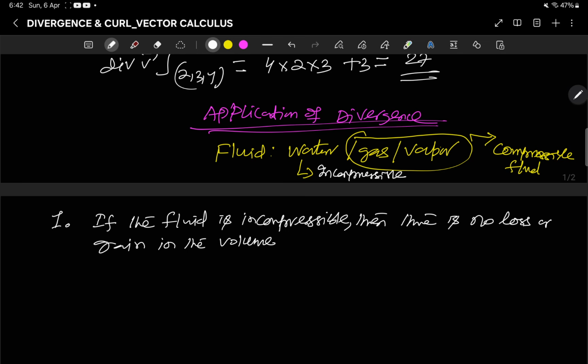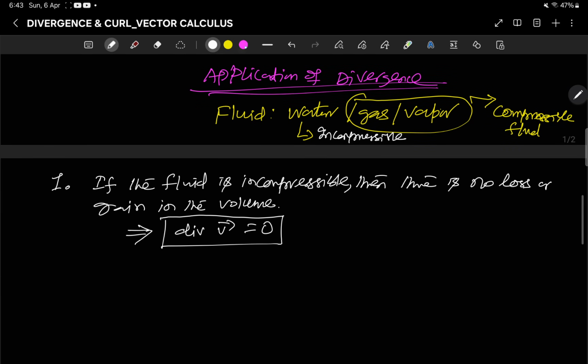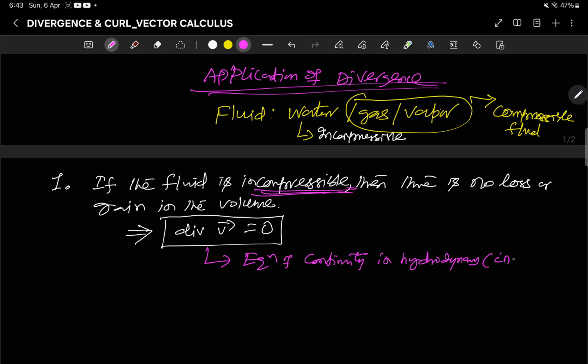That means div V is equal to 0. So this is known as the equation of continuity in the case of incompressible fluid in hydrodynamics. It is for the case of incompressible fluid. For compressible fluid it is different.